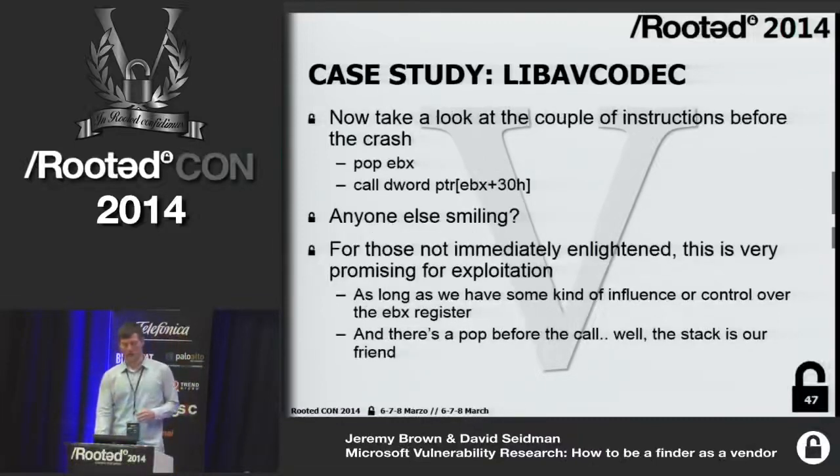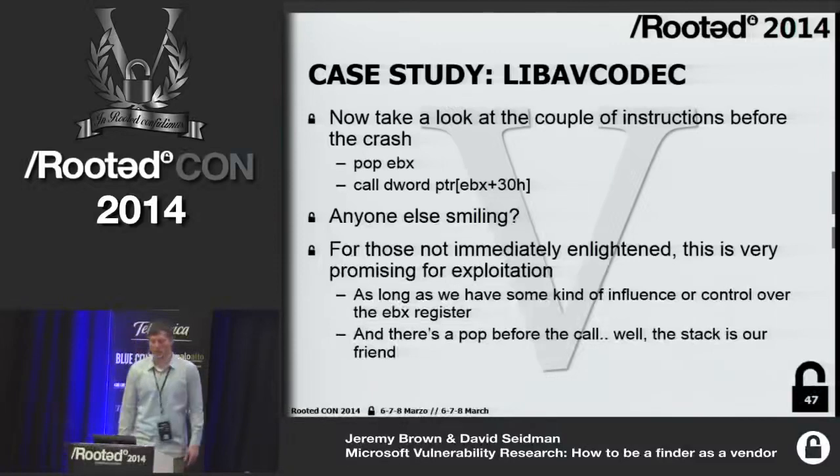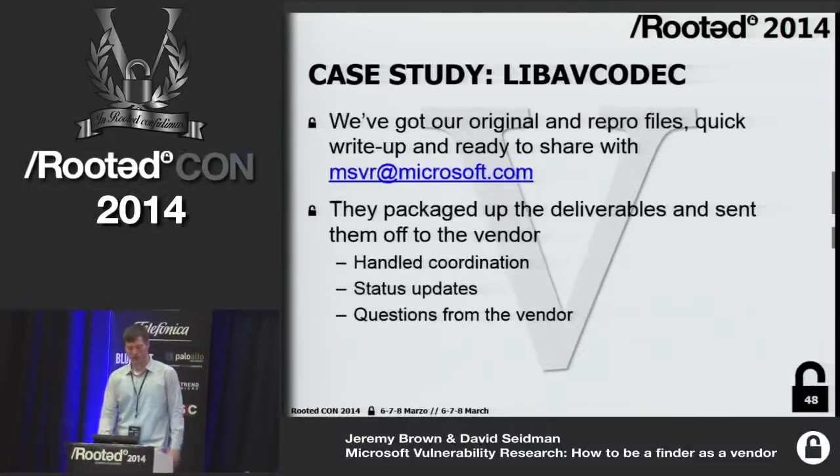And if you can see the stack chain, we didn't really have the full stack trace available here, but there's a pop EBX, call DWORD PTR [EBX+30]. If you have some control over EBX, that could be a remote code execution vulnerability. So pretty promising, and from there, send it off to MSVR.